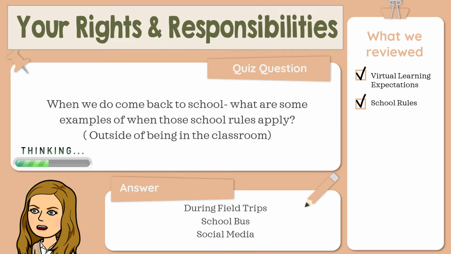Just like we talked about earlier, there are some areas outside of a classroom where school rules do apply. You must follow school rules when you're on a school-sponsored field trip or when you're on a school bus. Even things you do on social media that could impact other students and their learning while at school could be an area where you could face discipline, so you need to follow school rules.